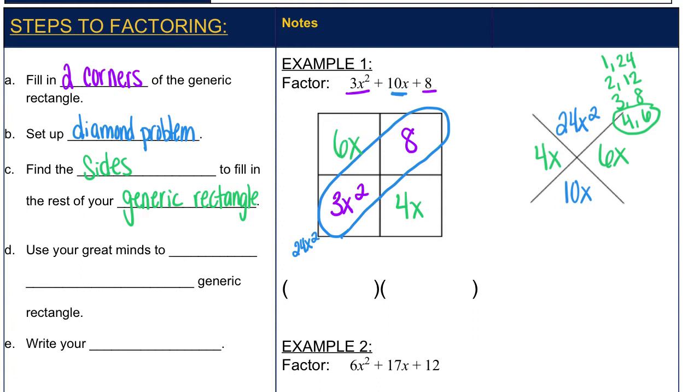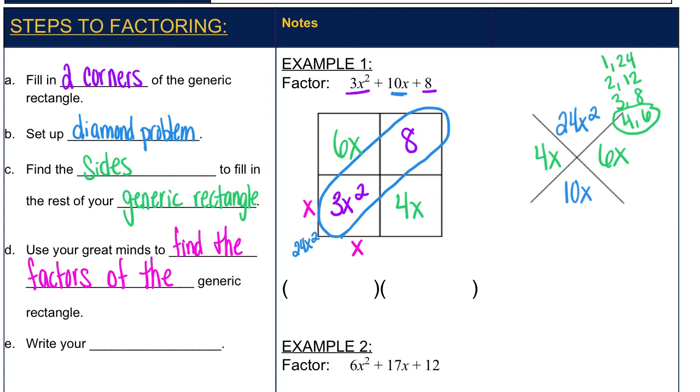In a new color, I'm going to use my great mind to find the factors of the generic rectangle. So basically that's asking us to find the outside of my generic rectangle. I'm going to start in the bottom left. To get x squared, I need x times x. But now I've got to figure out how to multiply to 3. And that's 1 and 3. But where's the 3 going to go?